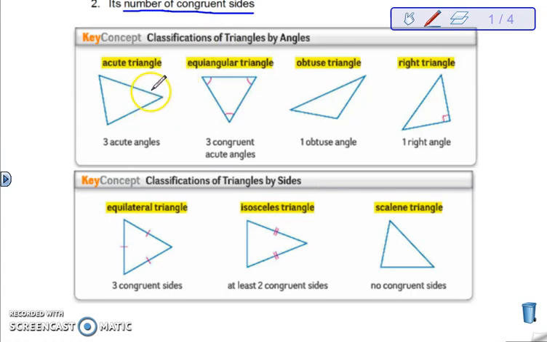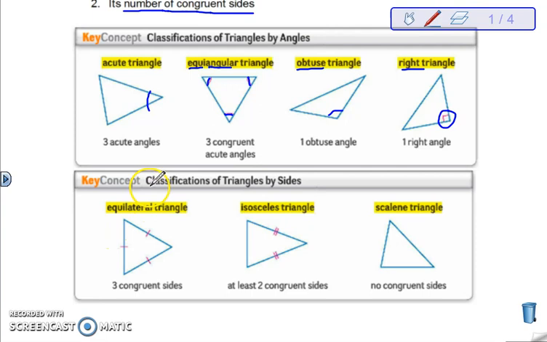So if all the angles are acute, we have an acute triangle. If we have the largest angle that's obtuse, it's an obtuse triangle. And if we see a right angle, then we're looking at a right triangle. If they are all the same, then we are looking at an equiangular triangle, right? So basically we are saying that all the angles are equal.